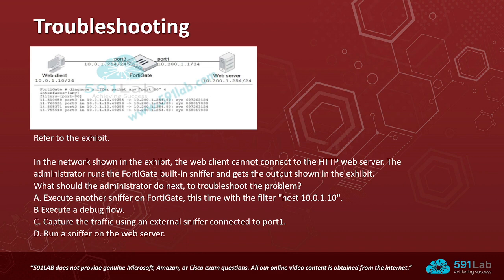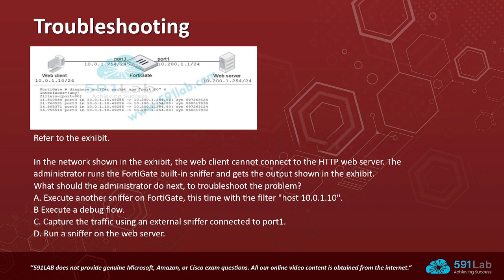Execute another sniffer on the FortiGate, this time with that IP address, execute a debug flow, capture the traffic using an external sniffer connected to port 1, or run a sniffer on the web server. As we can see there, we got a sniffer that is showing the traffic on port 80 and on any interface. So that only works to see if we have a communication between any IP address or devices.